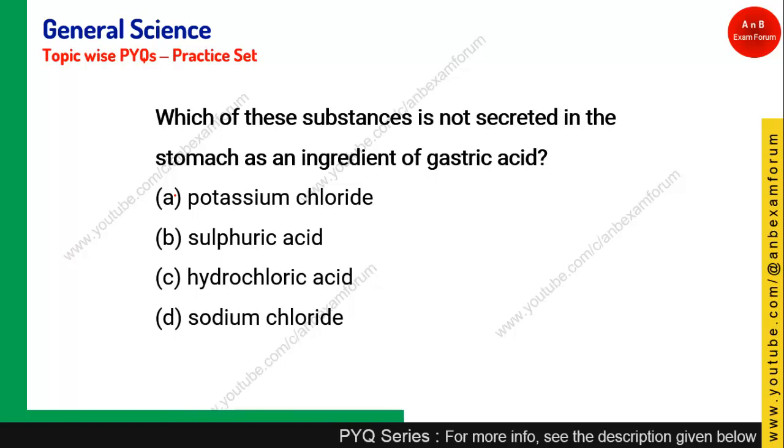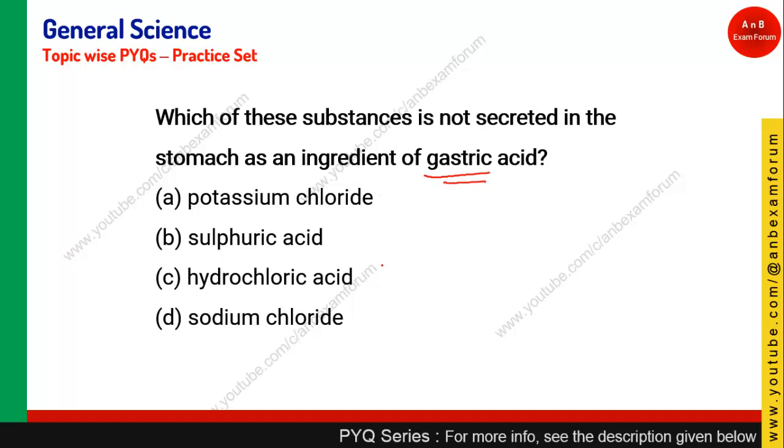Which of the following substance is not secreted in the stomach as ingredient of gastric acid? Okay, so you can see that acids are important part of our life. Even in our body we have different type of acid, and these are the four options. He's saying that which is the not ingredient of gastric acid.